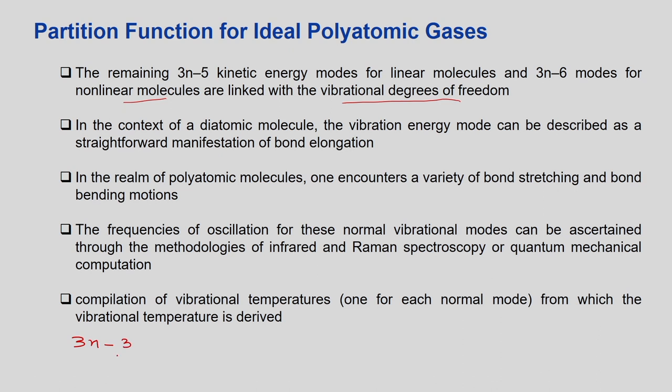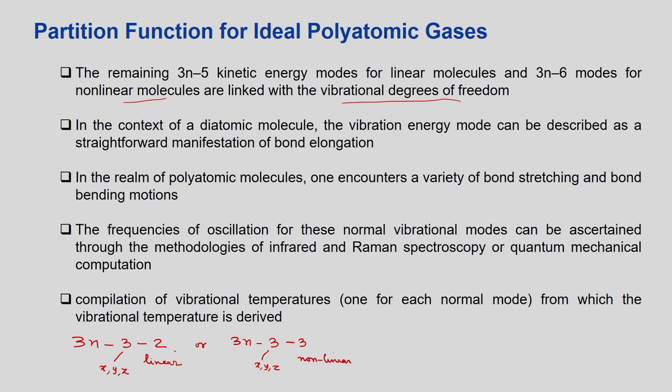So minus 3 means you have the center of mass x, y and z coordinates to be subtracted from there. That is a constraint, that is not a degree of freedom. So the overall molecule, we know it cannot move. Then it can be minus 2 for linear molecules, where you also have to subtract the rotational energy modes, or it can be 3n minus 3, same thing, x, y, z minus 3. So this will be valid for linear molecules and this will be valid for non-linear molecules.